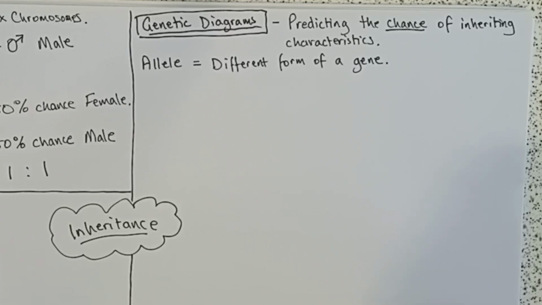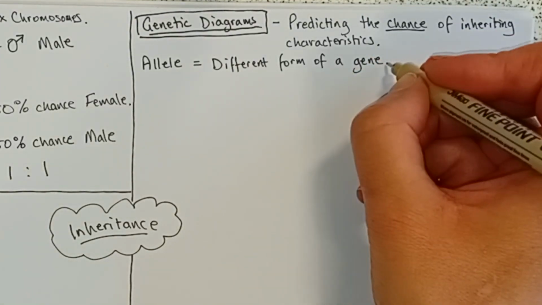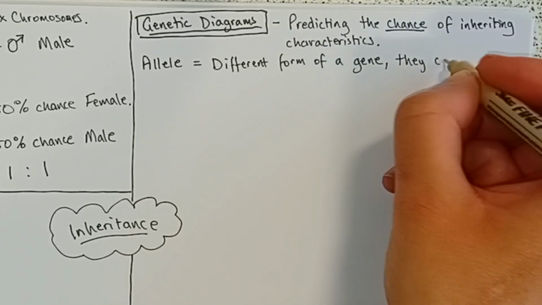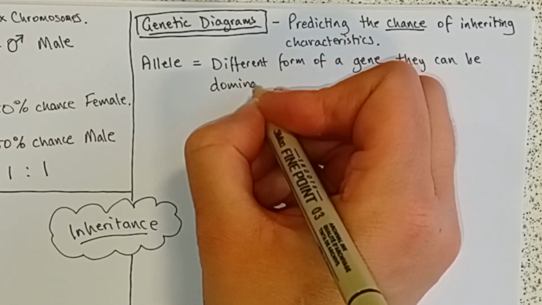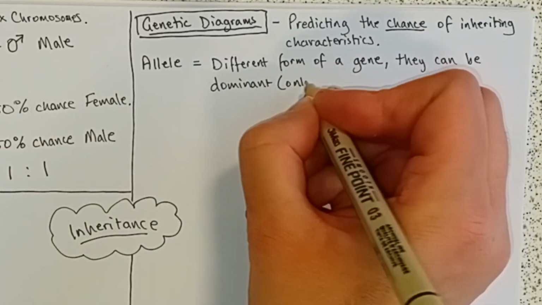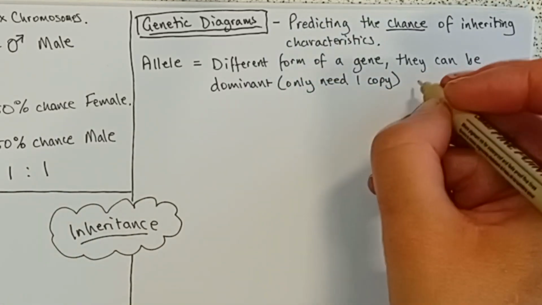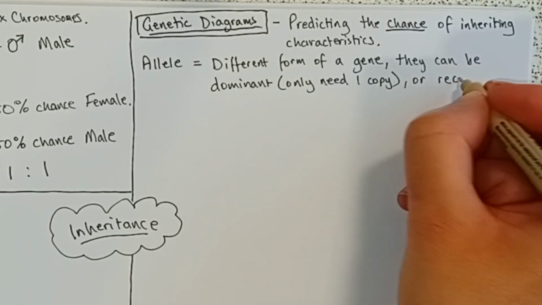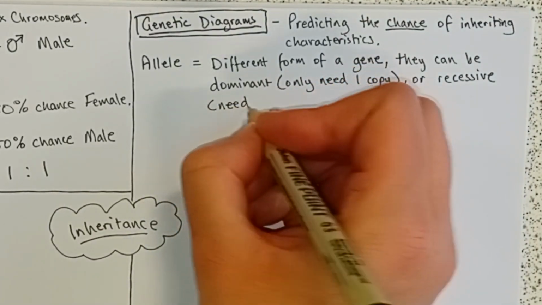So alleles can be dominant, which means you only need one copy of them from one parent, or alleles can be recessive, which is where you need 2 copies, one from both parents. And we'll go on to talk about this in a minute. They can be dominant, which means you only need one copy. Or they can be recessive, which means you need 2 copies.